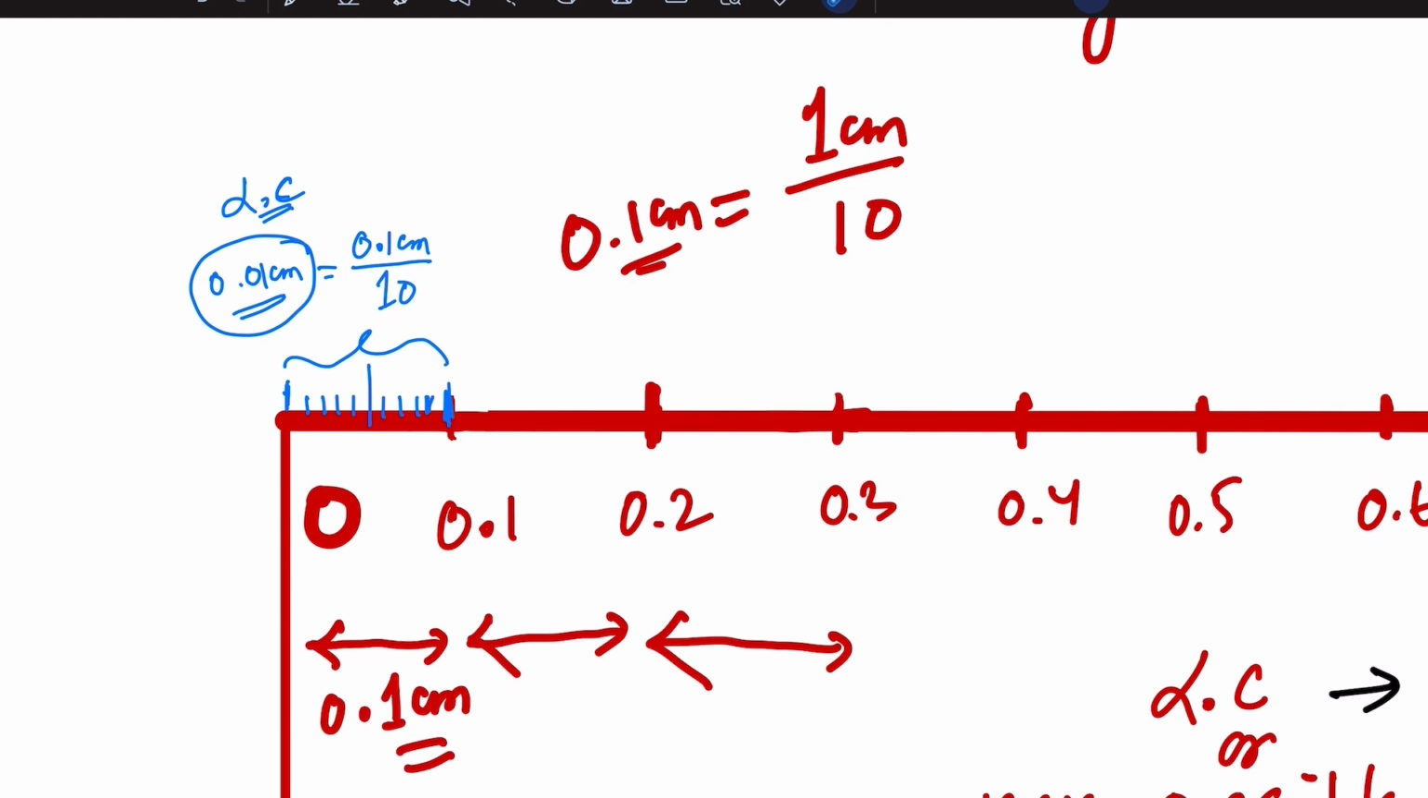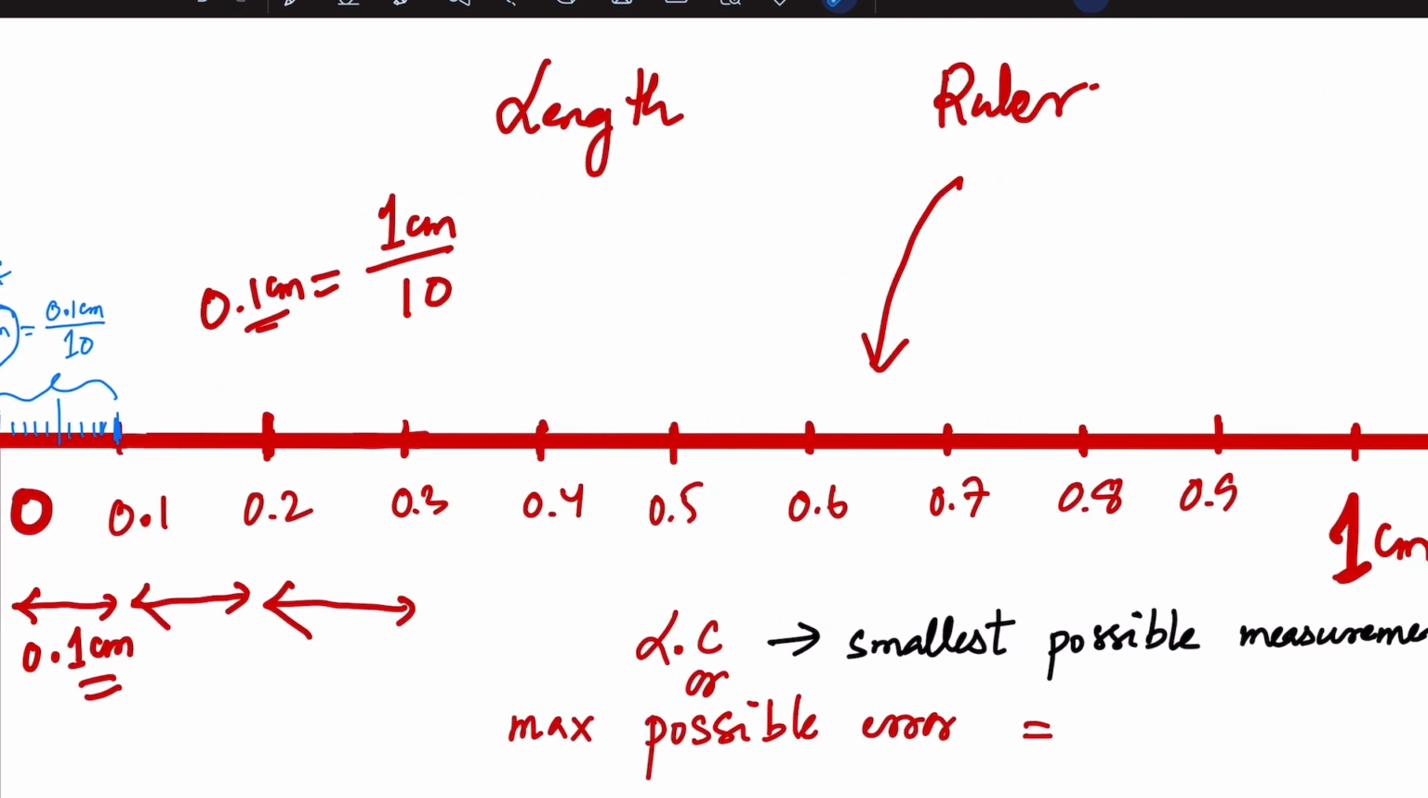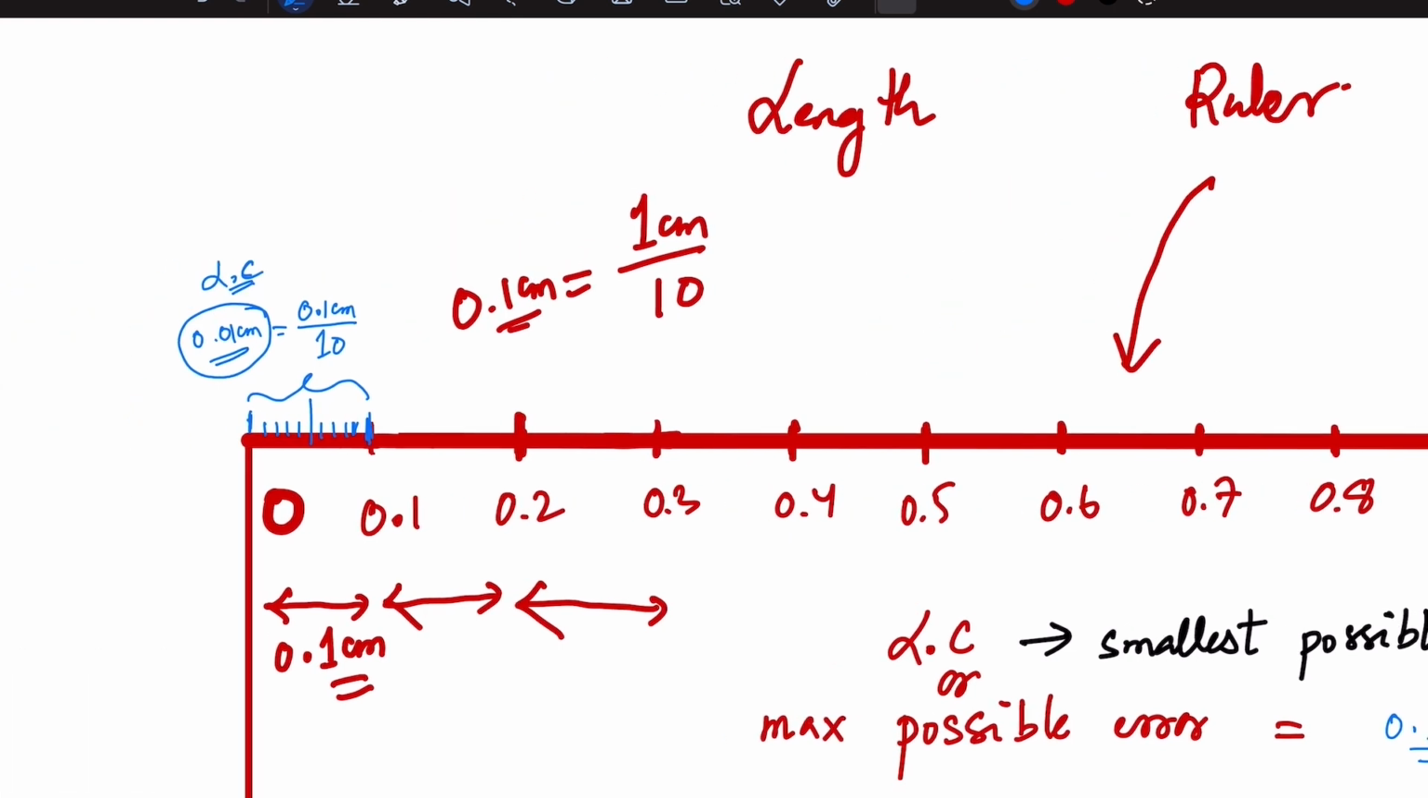For any instrument, the least possible measurement it can give is called the least count. Okay. Now, what is maximum possible error? Least count or maximum possible error. In this instrument, the least count is 0.1 centimeter. I hope you get the idea.